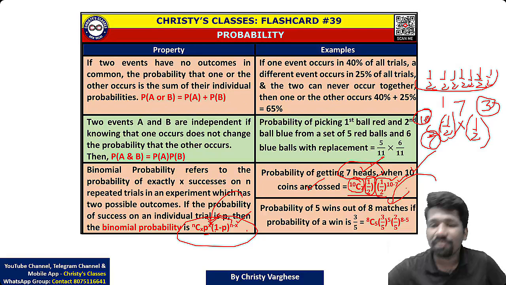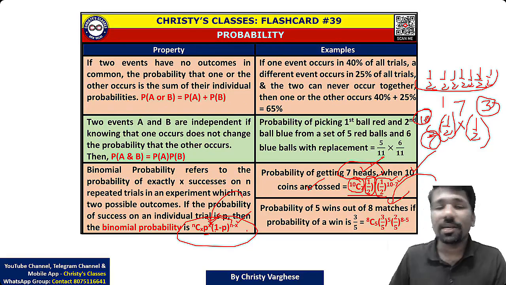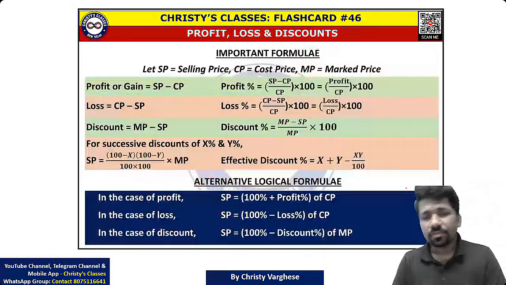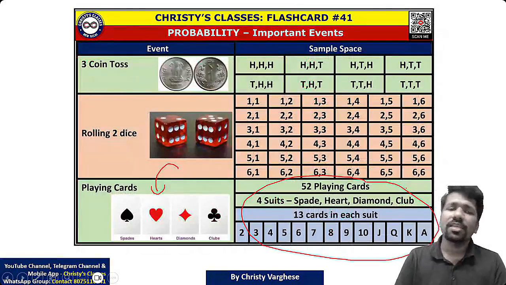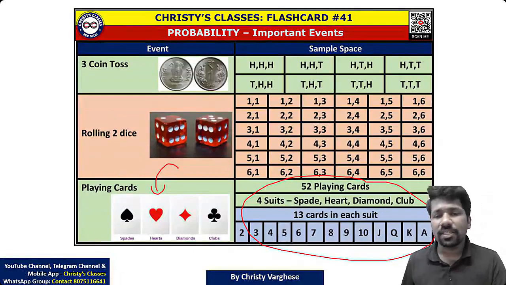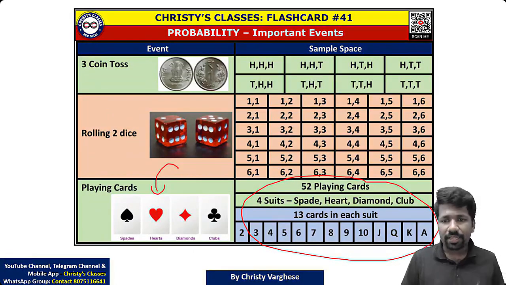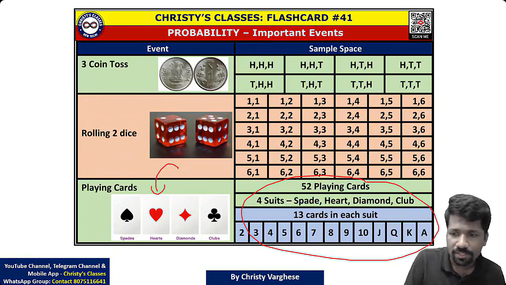Another example is given here. So that is the basic idea of binomial probability. Is it clear? So these are the probability based theory. Now algebra related theory and other number system related theory we'll discuss in the next class.